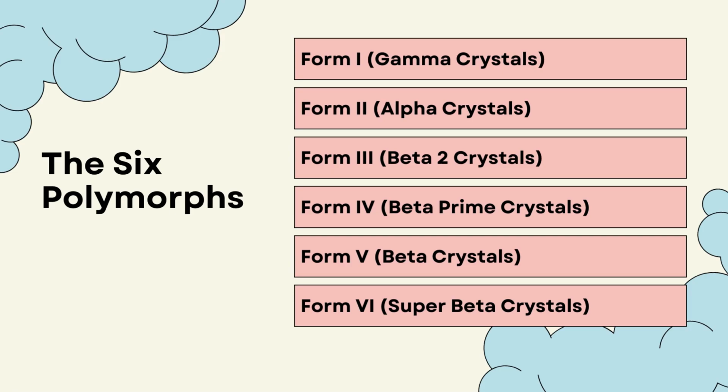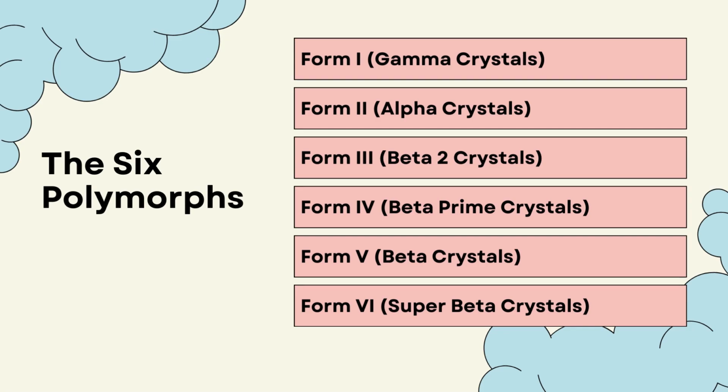Next, Form 2 or alpha crystals are also formed by quickly freezing chocolate, though not as quickly as gamma crystals. They have a slightly higher melting point than Form 1 and can be formed by freezing Form 1 crystals. Similar to Form 1, it melts when it's touched and becomes crumbly when it's broken, rather than snapping. It also retains a soft texture. However, it tends to exhibit less bloom than Form 1.